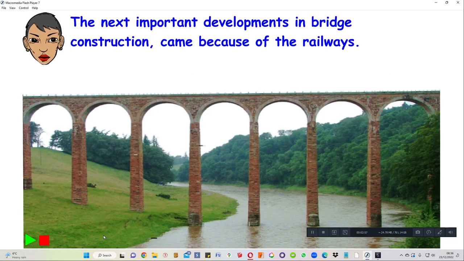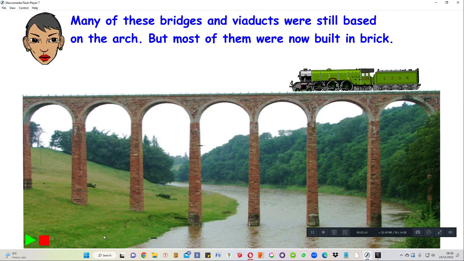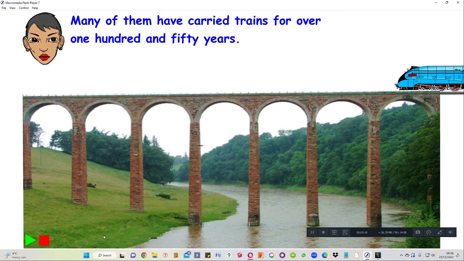The next important development in bridge construction came because of the railways. As they developed and linked the major cities of Britain, the railways needed to cross wider rivers, since many important cities are ports at the mouths of rivers. Many of these bridges and viaducts were still based on the arch. But most of them were now built in brick.